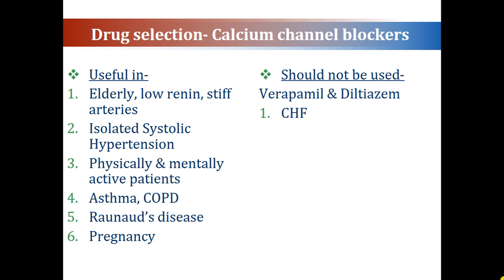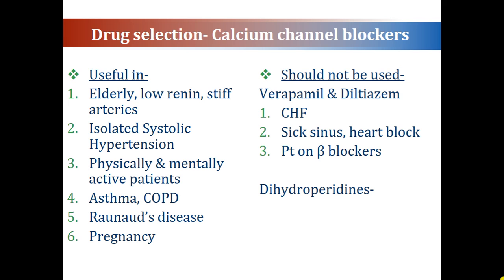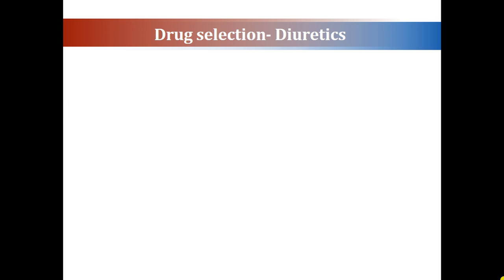They should not be given in patients of CHF, sick sinus syndrome and heart block patients and those who are on beta blockers because they all suppress the heart together. And dihydropyridines should not be used in patients of ischemic heart disease and left ventricular hypertension, benign prostatic hyperplasia and GERD because they can get worsened with the calcium channel blockers.